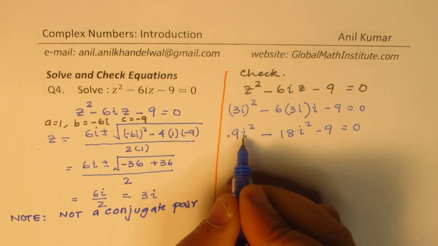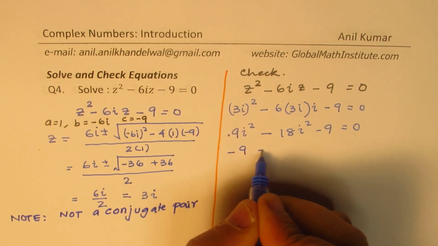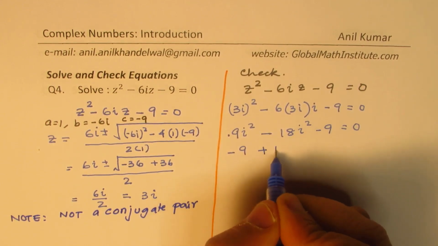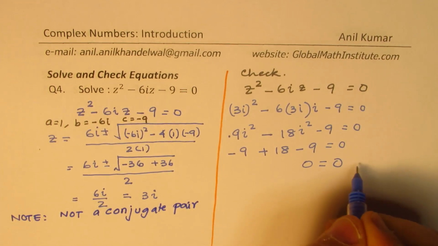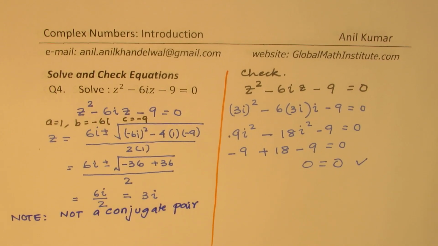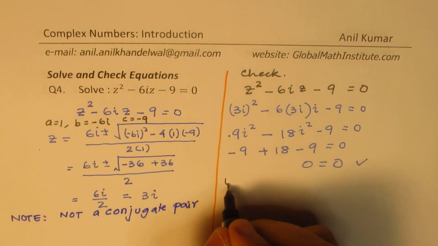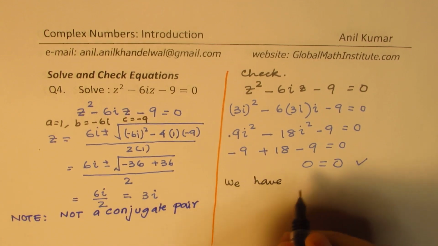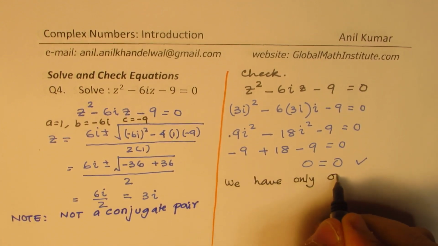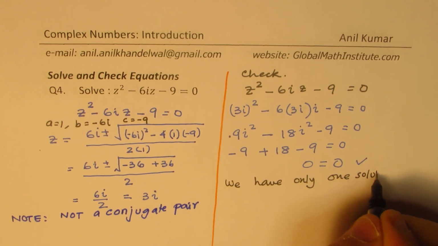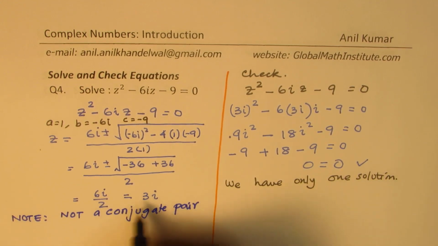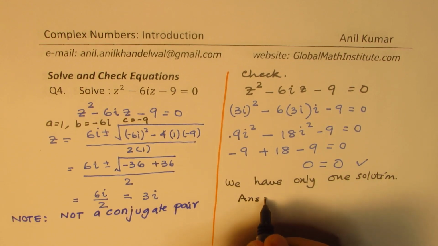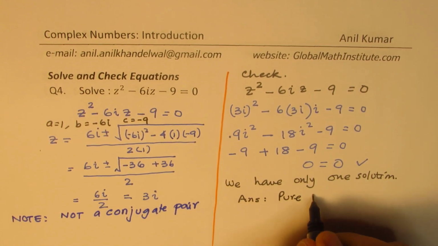Now 9i square is negative 1, so we get minus 9. And here i square is negative 1, we get plus 18. And we have minus 9 equals to 0, and we do get 0 equals to 0, which is true. Do you see that part? So here we have only one solution. So an equation involving complex numbers can have just one solution also. And this time the solution is a pure imaginary number.